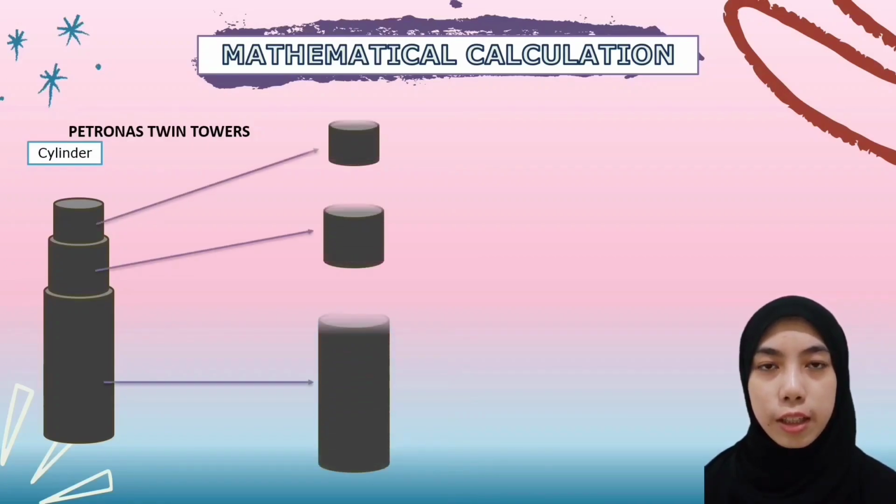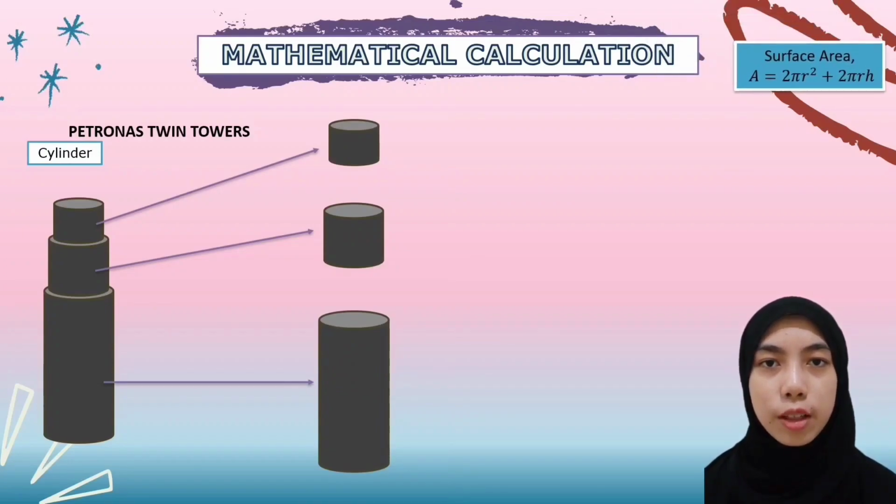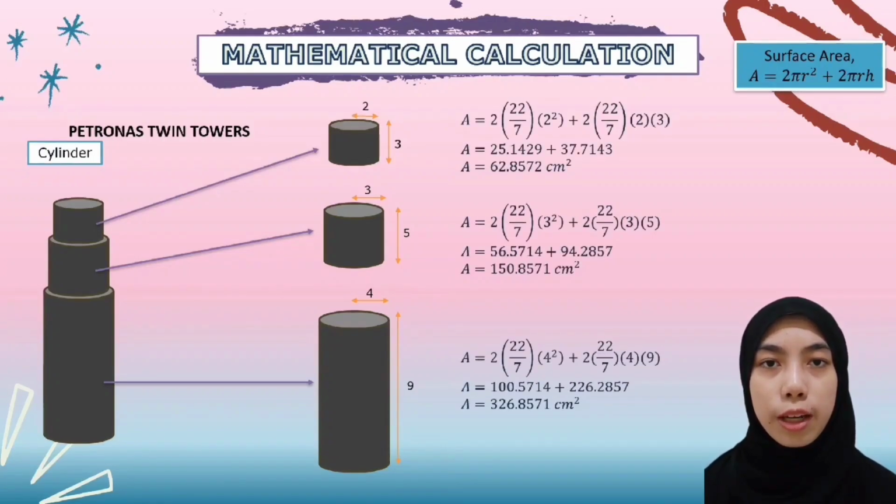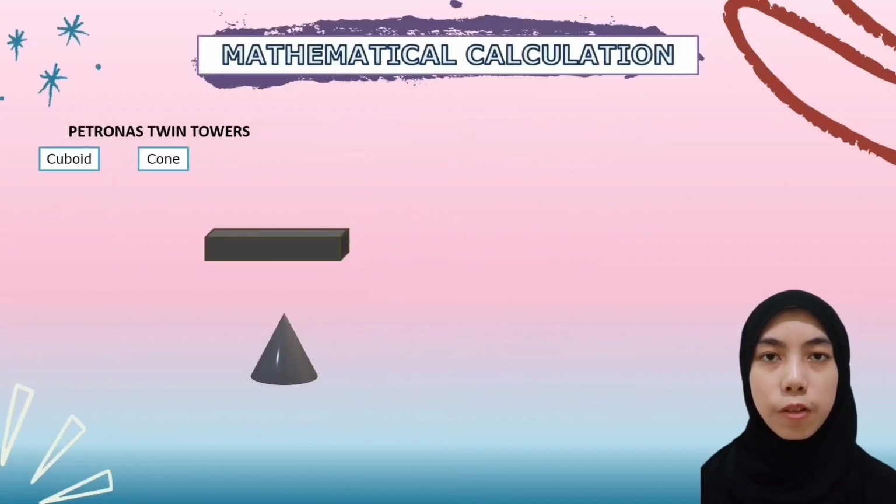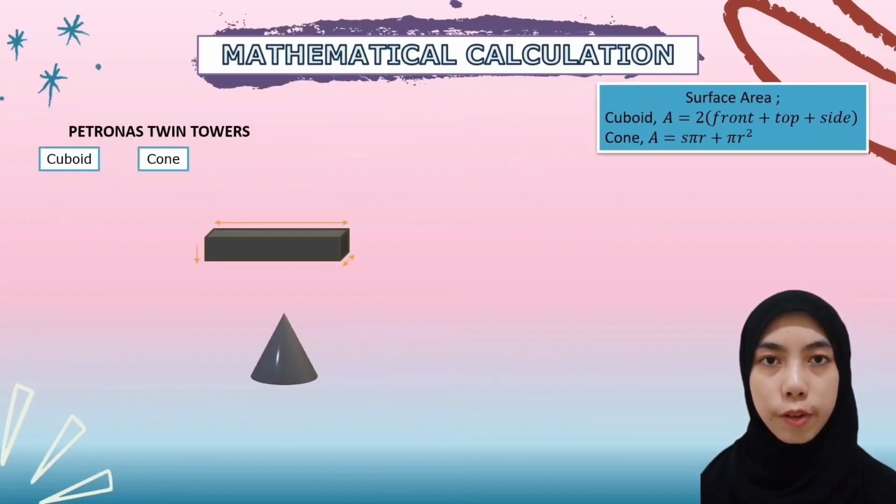Firstly is the cylinder. There are 3 stages of cylinder shape: small, medium, and large. This is the formula that we used just now. So let's give examples for each measurement like this. By using the formula, insert all the information given and you will get this. The smallest cylinder is 62.8572 cm squared. The medium one is 150.8571 cm squared, and the largest cylinder is 312.8571 cm².